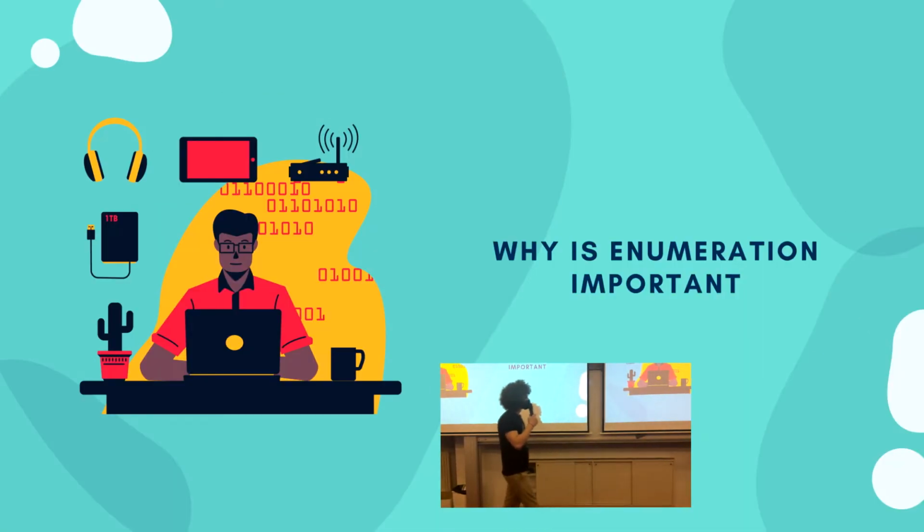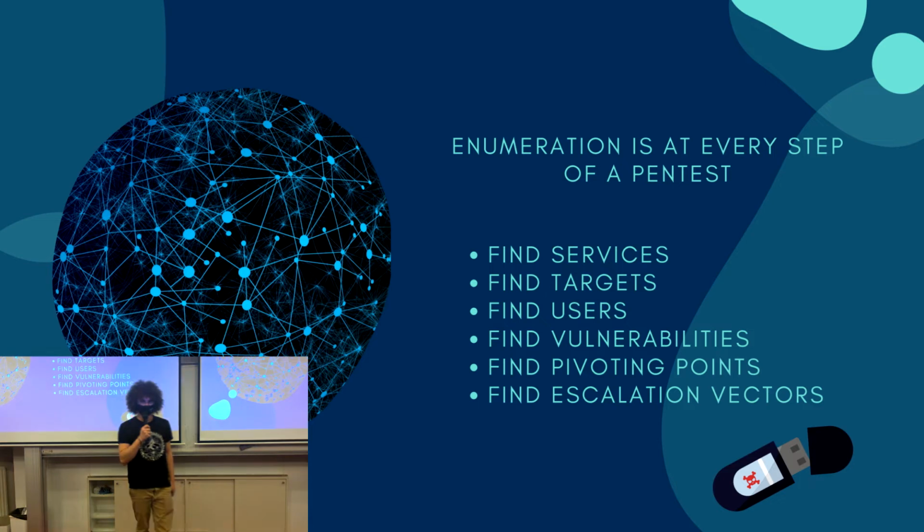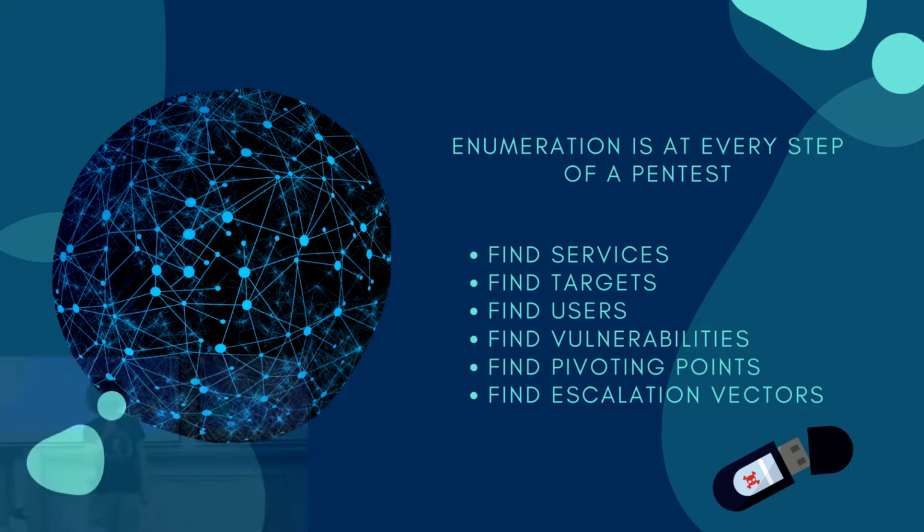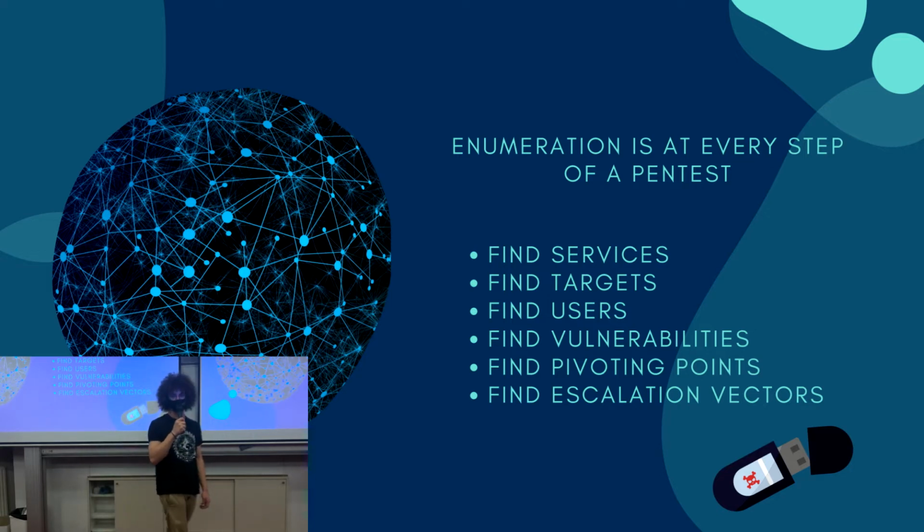Now I'm going to talk to you about why enumeration is important, mostly in pen tests. Enumeration is at every step of a test. First, you will try to find services, so you have to enumerate servers, IPs, and pretty much everything to find services you can attack. If you're on the server, you have to enumerate all the servers to find targets. To find users, for example, if you have a WordPress application running, you can enumerate users by brute forcing the login page. This is called enumeration. To find vulnerabilities, you have to enumerate all of the websites, because they can be everywhere.